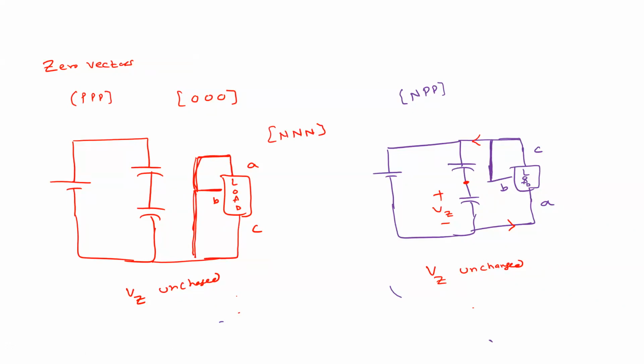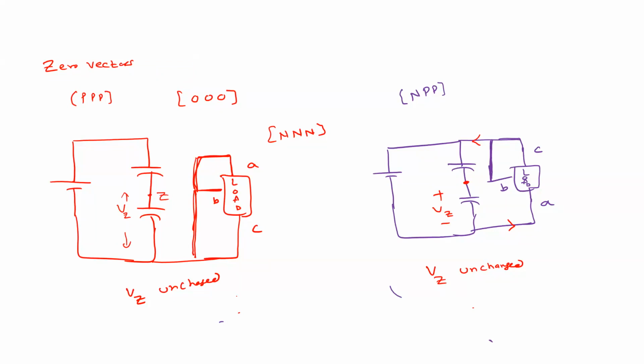Here also there is no current from the source. Therefore this Vz is unchanged, whether it is the motoring mode of operation or the regeneration mode, or the normal mode of operation or the regenerative mode. There is no change in the neutral point voltage. Understood?